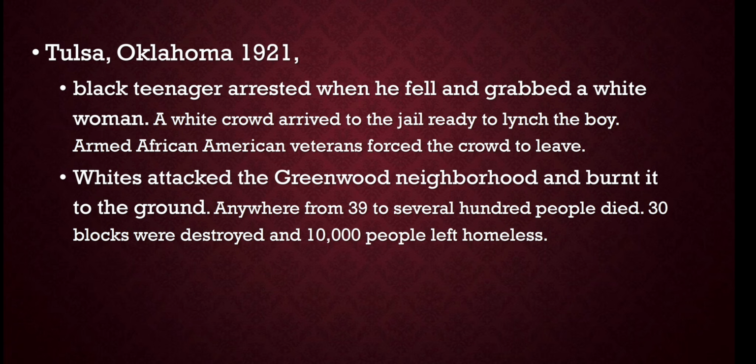And he ends up getting arrested for grabbing this white woman, and after news gets out that this Black teenager grabbed a white woman, a white crowd arrived at the jail, and they were demanding him so that they could lynch him. But armed African American World War I veterans showed up to the jailhouse to force out the white mob. As a result of this, the white mob got very angry and attacked the Greenwood area of Tulsa, Oklahoma, and burnt it to the ground. Greenwood was the African American neighborhood.